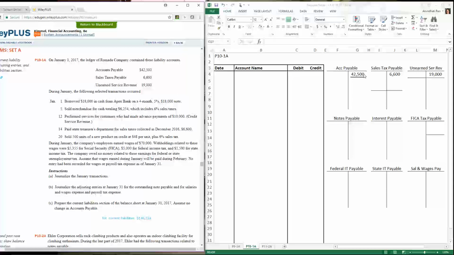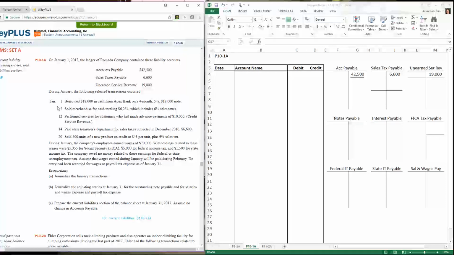So I have my opening balances for each of these T accounts over here. We have 5 transactions that have taken place in the month of January, and then we have some additional information given to us. They've asked us to journalize the January transactions and then do adjusting entries, and then finally prepare the current liability section of the balance sheet.